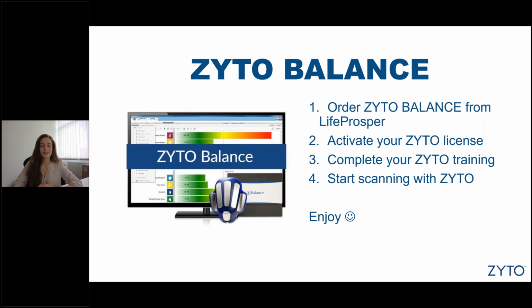So what's the process of getting started with your Zyto? First, you will need to order Zyto Balance from the Lifeprosper website directly after you register. So we have a special process with Lifeprosper, because Lifeprosper is a very valued and special client for us. Therefore, you don't have to contact us. If you want to order, you can order directly from the Lifeprosper website. Then you activate your Zyto license with us. The next step, which we highly recommend, though it is not required, is to complete your Zyto training, and then you can start scanning with Zyto.